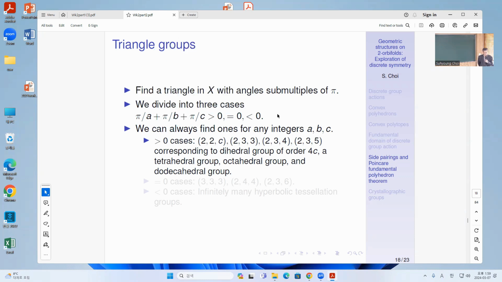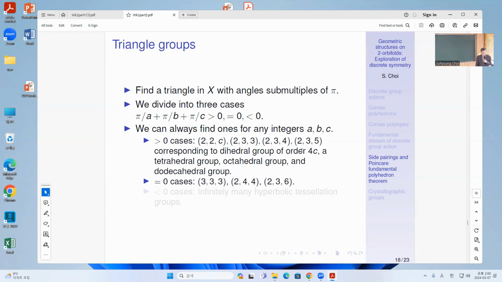So this will be 2, 2, C. C can be any number bigger than 2, and then 2, 3, 3, 2, 3, 4, and then 2, 3, 5. So these are all the spherical Coxeter groups in 2 dimensions. The first one is of course a dihedral group of order 4C, and then this one is just the symmetry group of the tetrahedron, so it's a tetrahedral group, and then there are symmetries of the octahedron, and then the dodecahedron. Or it could be the cube. It's the symmetries of the cube, so they are dual.